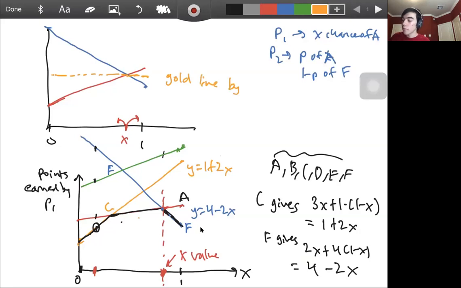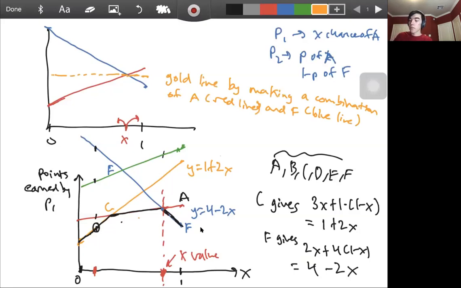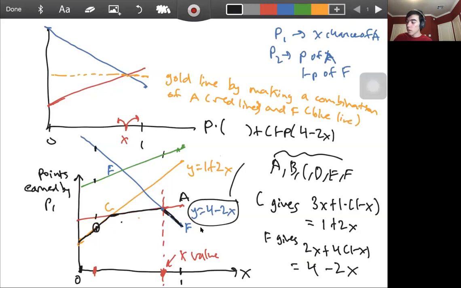We can get this gold line by making a combination of A, the red line, and F, the blue line. So what that means is P times the A line. What is A? A will be something, plus 1 minus P times F. We know what F is here. F is 4 minus 2x. So this will be the gold line.